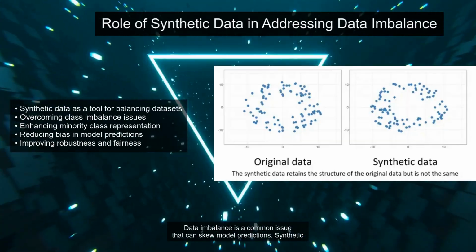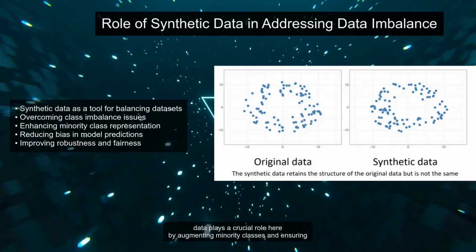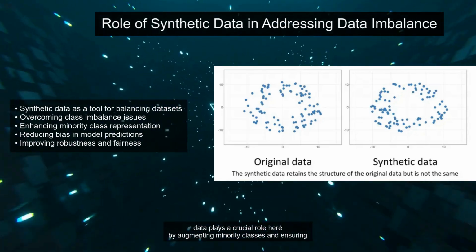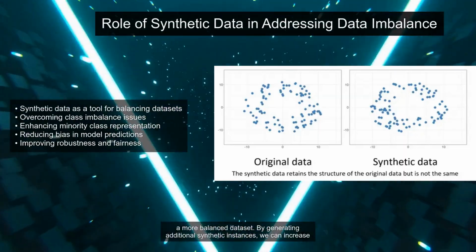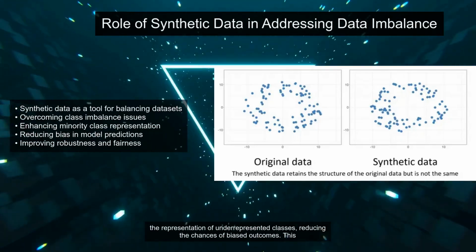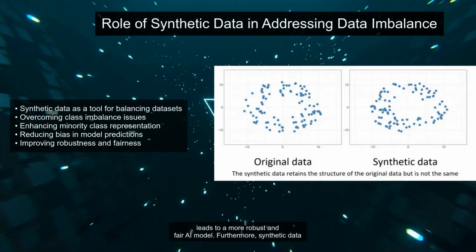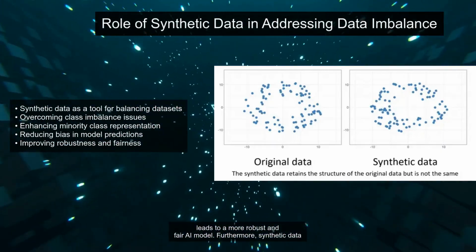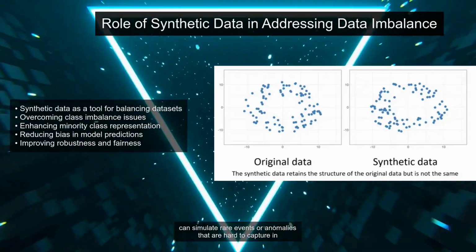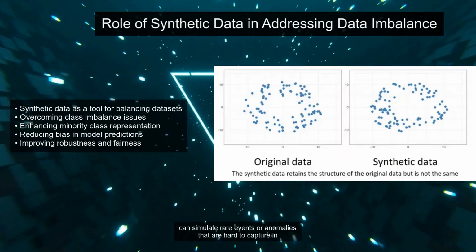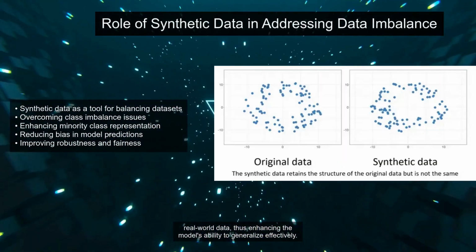Data imbalance is a common issue that can skew model predictions. Synthetic data plays a crucial role here by augmenting minority classes and ensuring a more balanced dataset. By generating additional synthetic instances, we can increase the representation of underrepresented classes, reducing the chances of biased outcomes. This leads to a more robust and fair AI model. Furthermore, synthetic data can simulate rare events or anomalies that are hard to capture in real-world data, thus enhancing the model's ability to generalize effectively.